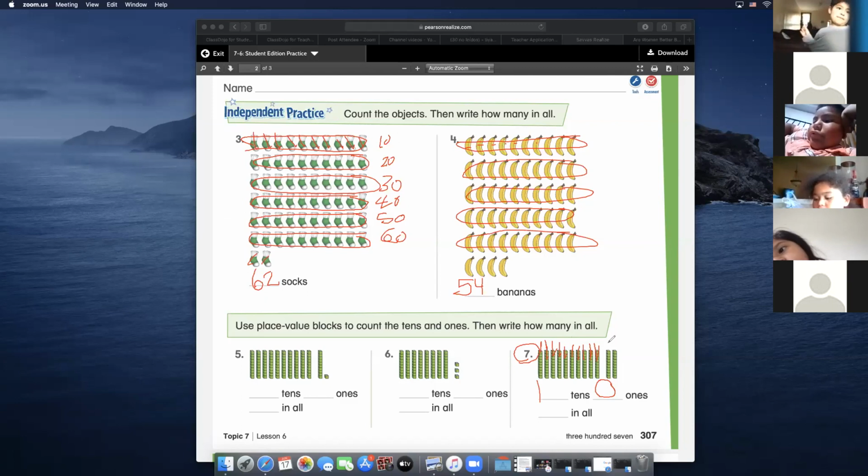And then how many do you see right here? So you can count those by 10 too. So go ahead. 10, 20. You only counted 2 though. So if you have 2, then it would just stop at 20. So you already had 100 plus your 20 would be 120 in all.